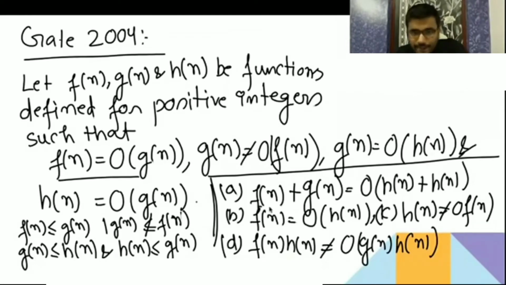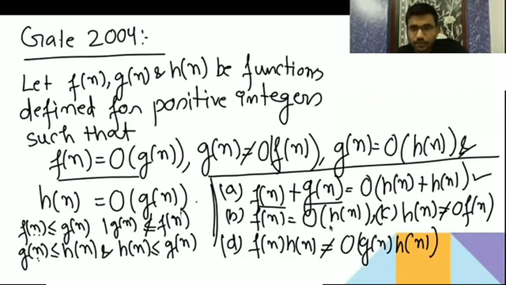Now see, they are saying Fn plus Gn is going to be O, which means this side should be greater. In place of Fn you are substituting Hn, and Gn you are substituting with Hn. Fn is smaller than Gn, and Gn is smaller than Hn. So in place of Fn, if you substitute Hn, it is greater. Gn is smaller than Hn. So this is correct, so it is not going to be our option.